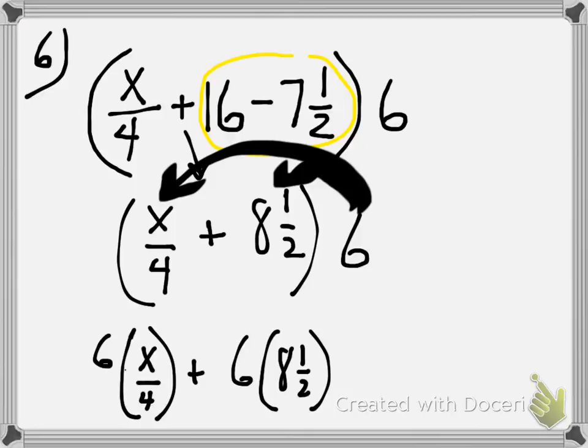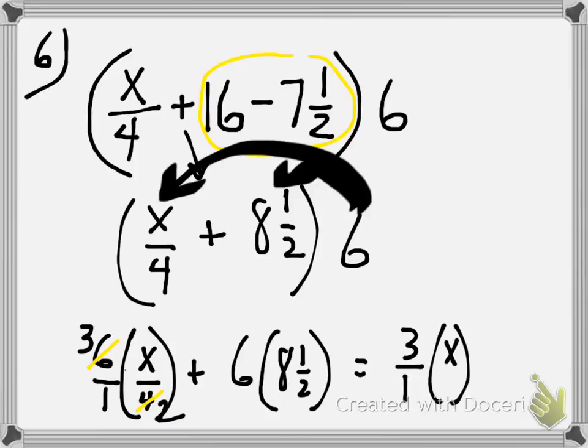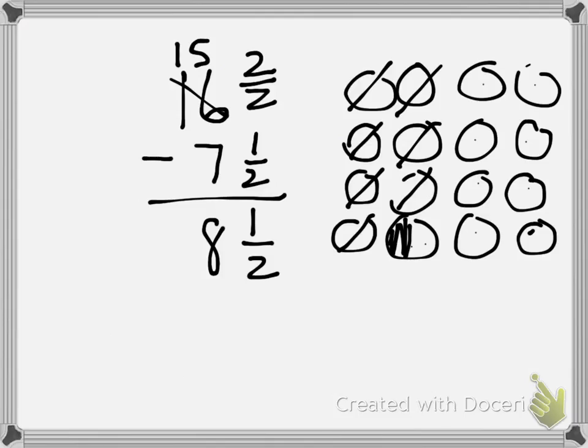So to do 6 times x over 4, we're going to make both into fractions. Then we can simplify. Both 4 and 6 are divisible by 2. 6 divided by 2 is 3, and 4 divided by 2 is 2. So that part becomes 3 over 1 times x over 2. And then 6 times 8½, we're going to do 6 over 1 times 8½.